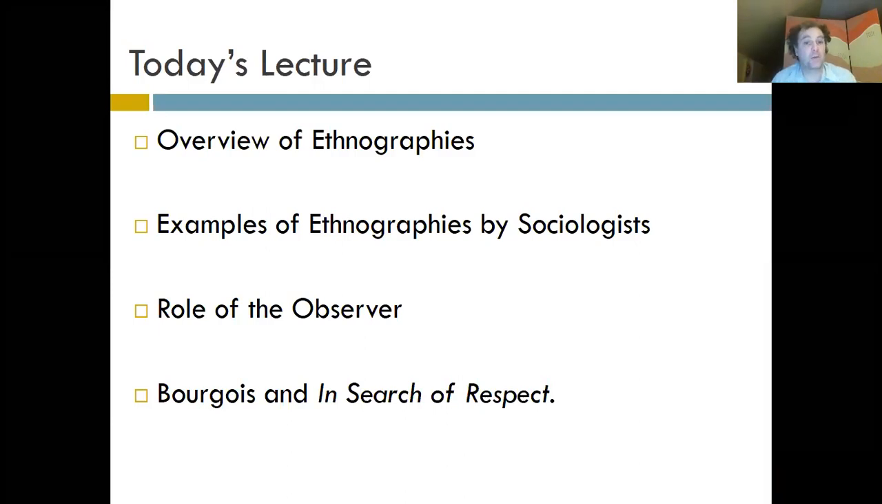So at first, we're just going to talk generally about what an ethnography is, giving an overview. Then we'll give some examples of ethnographies by sociologists, then talk about the role of the observer in doing an ethnography, and lastly talk about the example reading, In Search of Respect.